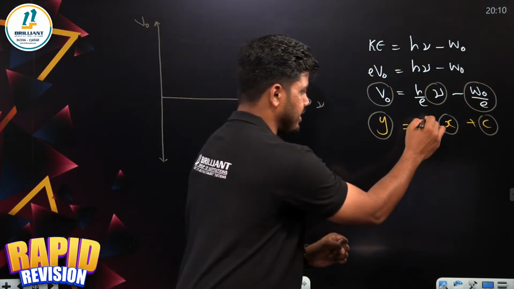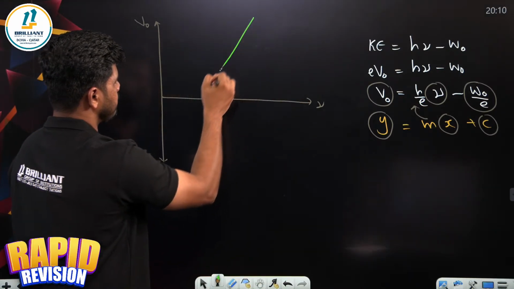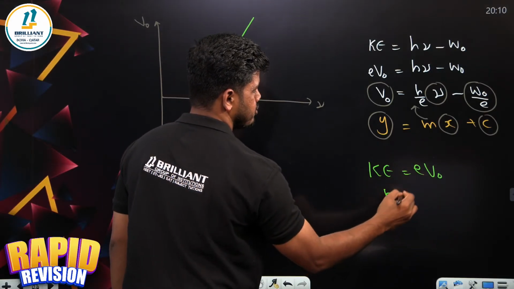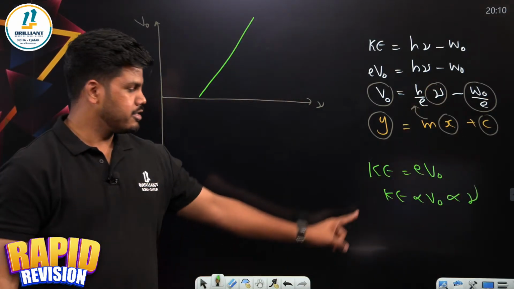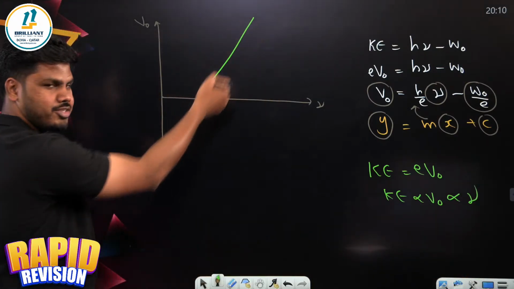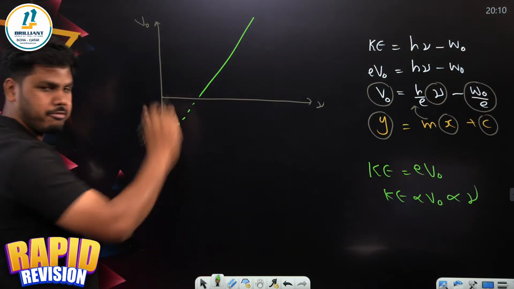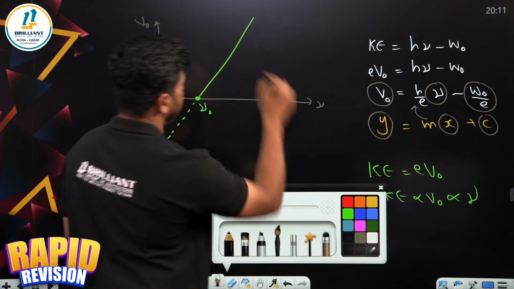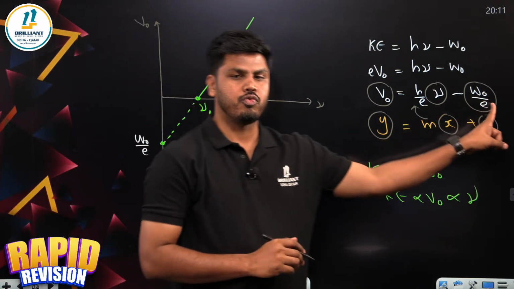So we can identify the slope easily from this, right? And this graph is also a straight line because kinetic energy is E into V naught. Kinetic energy is proportional to V naught, and it is proportional to frequency also. Therefore, V naught should be proportional to frequency. The graph is still a straight line, but the slope will be different, and the y-intercept will also be different. This time, this is the threshold frequency, no change. But the y-intercept is W naught by E, the work function divided by E, not the work function, right?